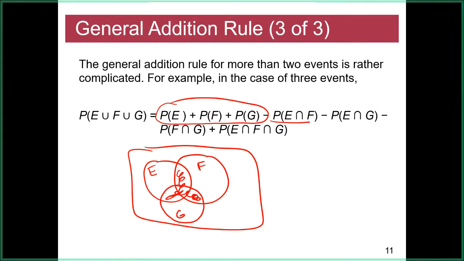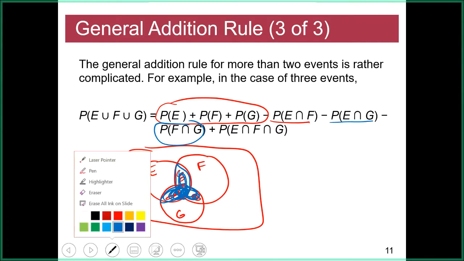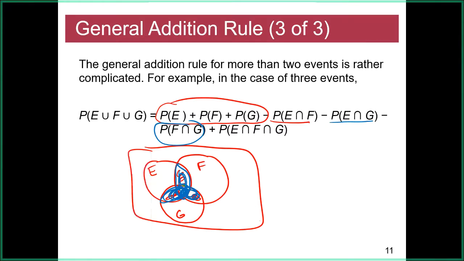So we subtract out E and F, which subtracts out this section. Subtract out E and G, which subtracts out this section. Notice this section's been subtracted out twice, but it was counted 3 times, so that's okay. Then we subtract out F and G, that's this section here. Notice this section now has been subtracted out 3 times. Well, it was only added in 3 times, so it's gone completely. So we do have to go back and add that section in once to get it back there.